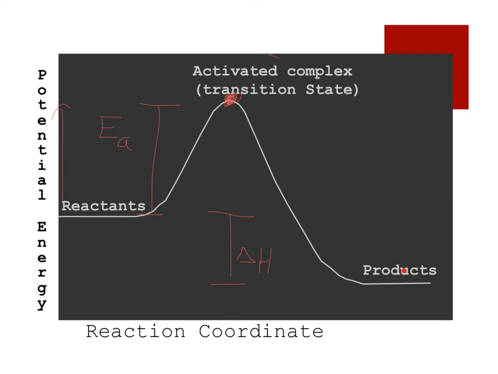A good example is combustion. Combustion is very favorable, exothermic. But not everything burns. You have to light a match and put some energy in to start the process, and then once you get to this transition state, it'll proceed to the products.